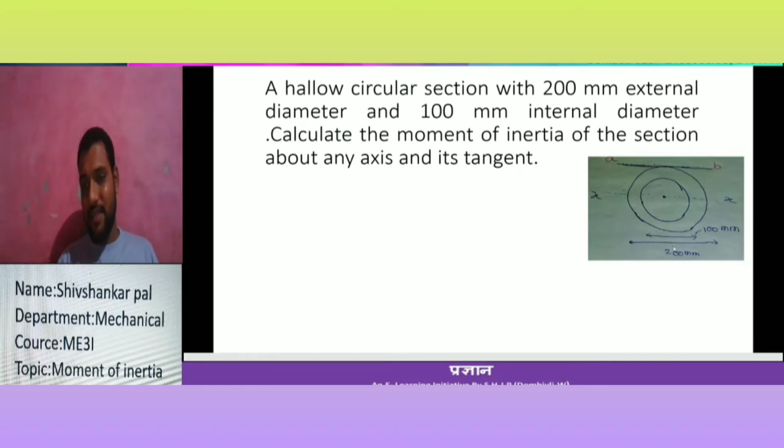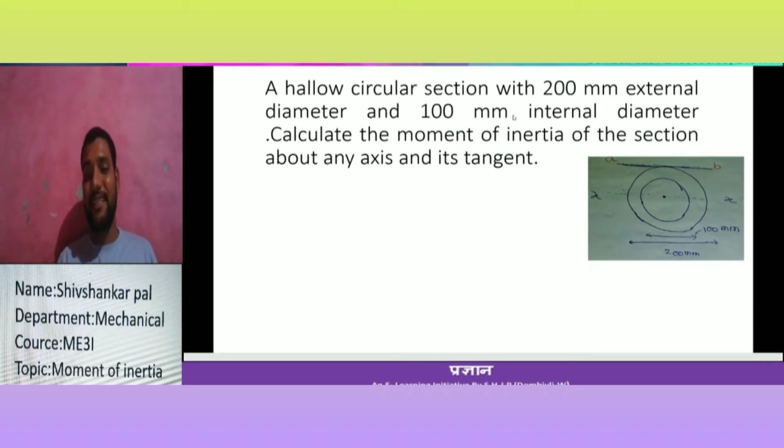The dimension is the 200 mm diameter, and this one is the internal diameter of the hollow circular section, which has 100 mm diameter. Calculate the moment of inertia of the section about any axis and its tangent. He simply says to find out the moment of inertia of the hollow circular section about any axis and its tangent axis.